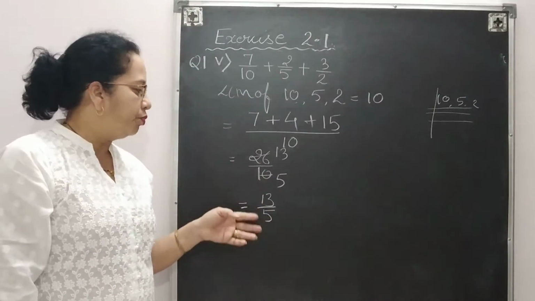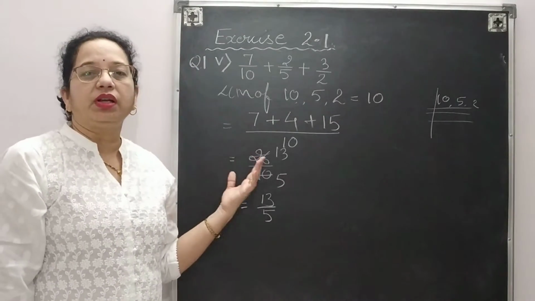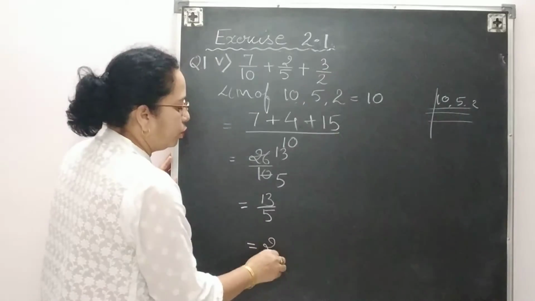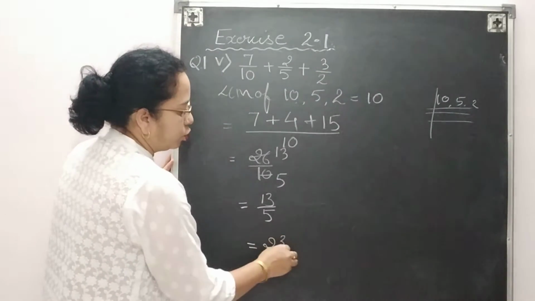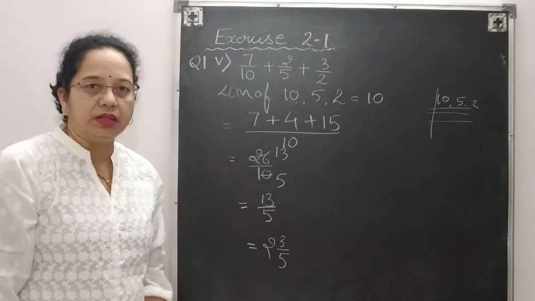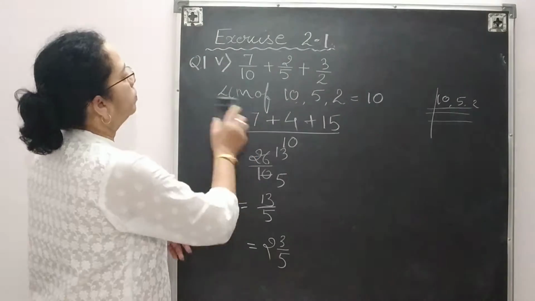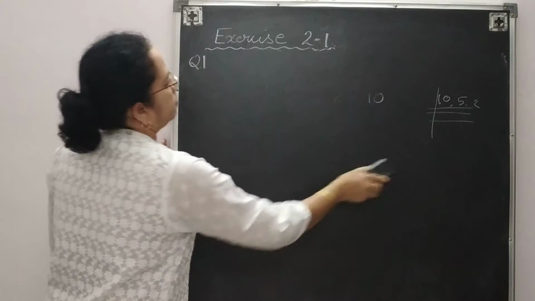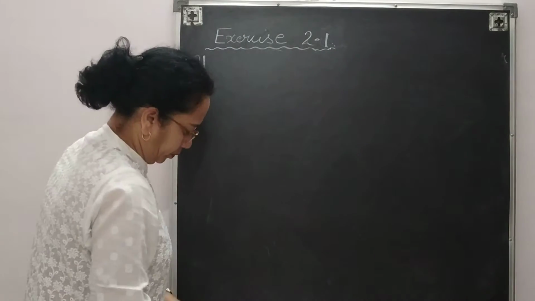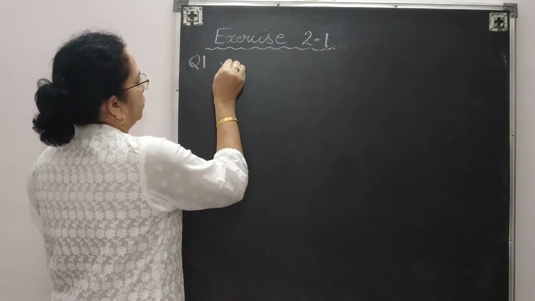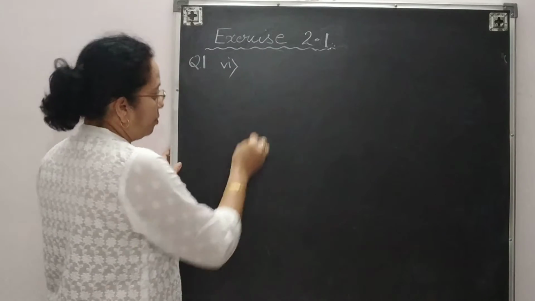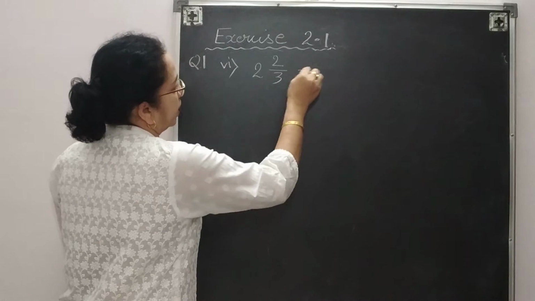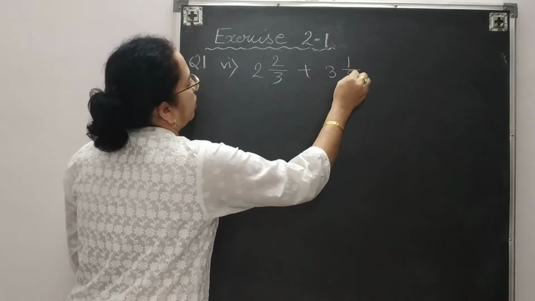What is the next step? Numerator is greater, so we will convert into a mixed fraction. Recite the table of 5. 5 twos are 10, so 2 whole 3 upon 5. So this is the answer. Let me solve one more question. Sixth sum. Your sixth sum is 2 whole 2 by 3 plus 3 whole 1 by 2.